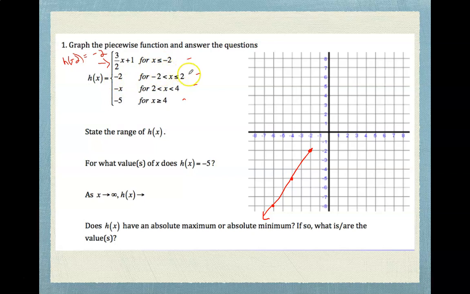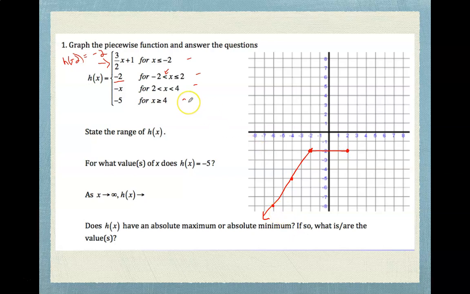Between -2 and +2, h of x is just -2. It's just this value right here. Okay, so at -2, -2, if this weren't already filled in, I would make an open point there because there's no equal sign right here. But because it is already filled in, that open point is irrelevant. And then when x is +2, the function value is still -2. And in between -2 and +2, the function value is -2 that whole time.